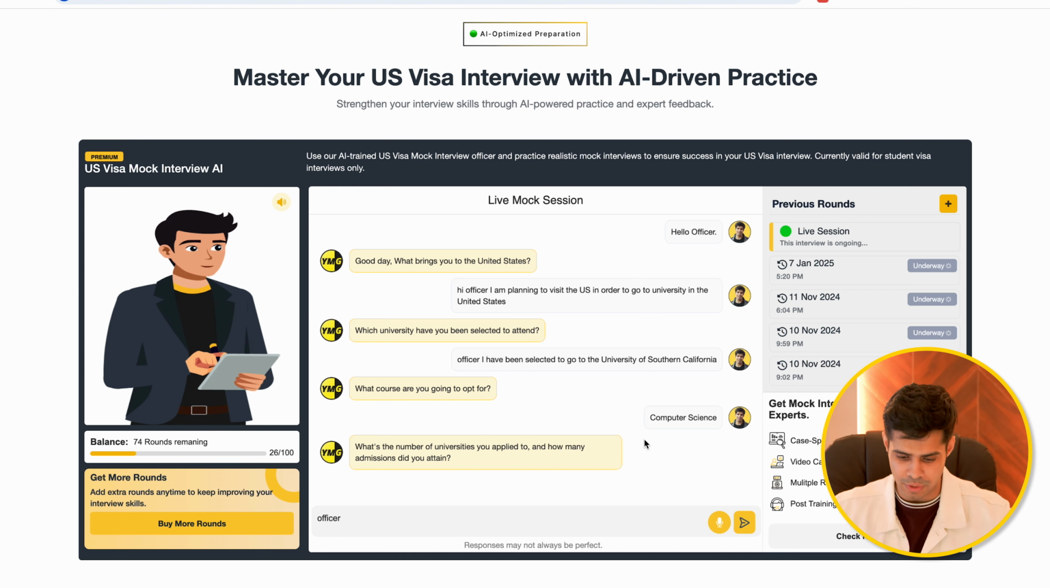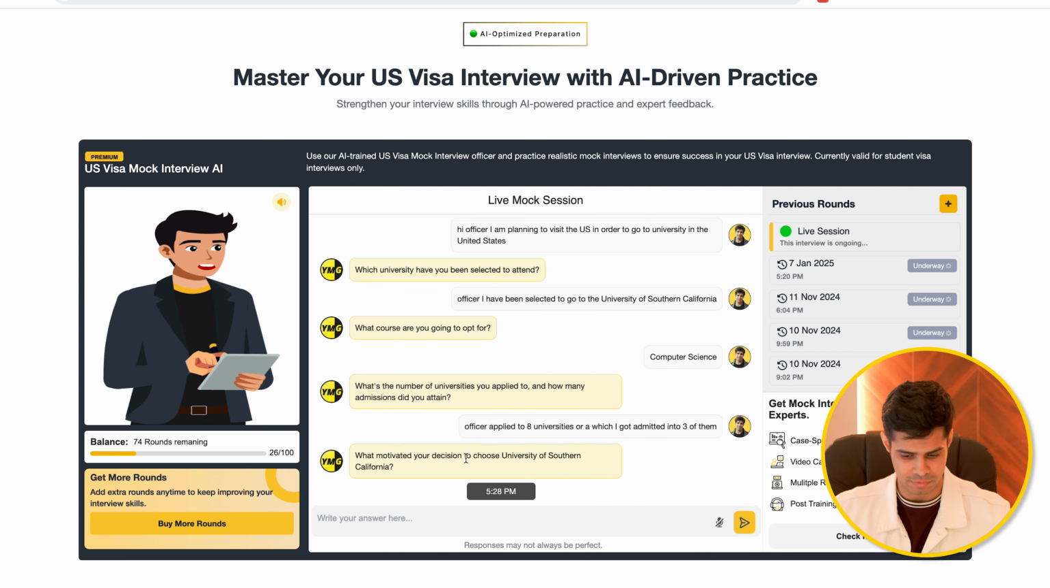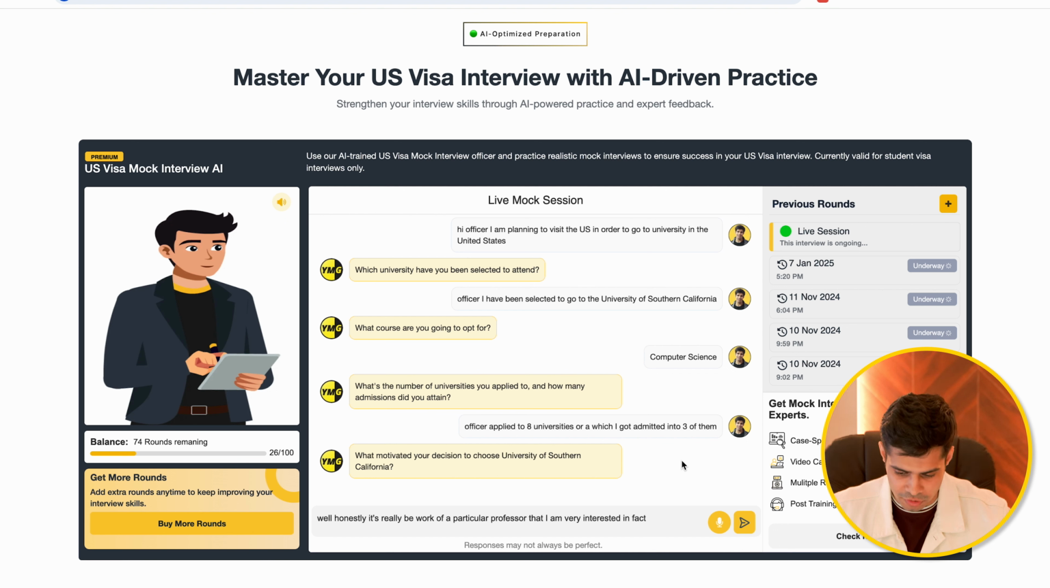Officer, I applied to 8 universities, out of which I got admitted into 3 of them. Perfect. What motivated your decision to choose University of Southern California? Well, honestly, it's really the work of a particular professor that I'm very interested in. In fact, they made me an offer that they would basically give me a position on their research group. And that's why I'm particularly interested in the University of Southern California.